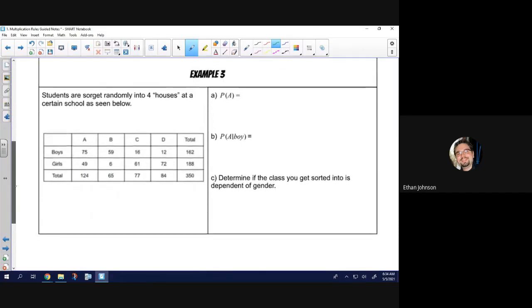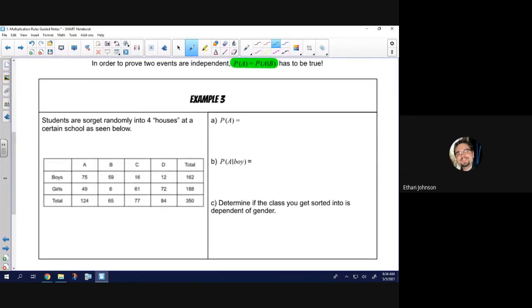So looking at example 3, it says students are sorted, as I misspelled sorted, randomly into 4 houses at a certain school seen below. So A wants us to know the probability of event A, so being sorted into house A. So how many total people were in A? 124. Out of how many total? 350.